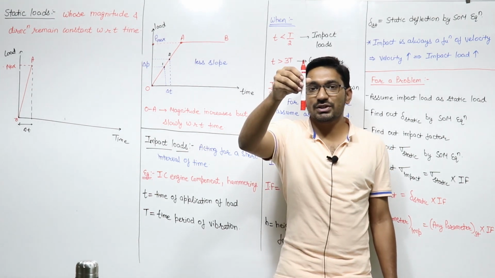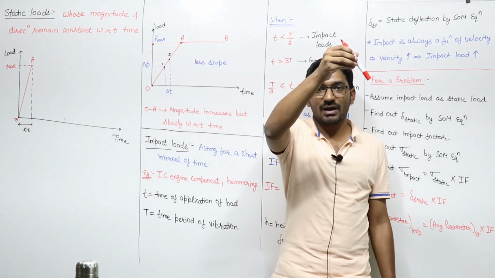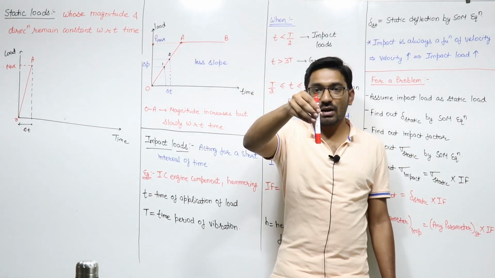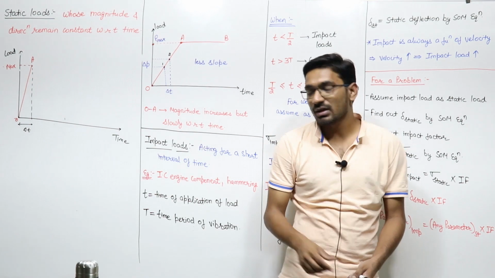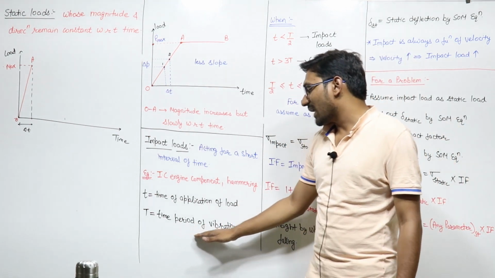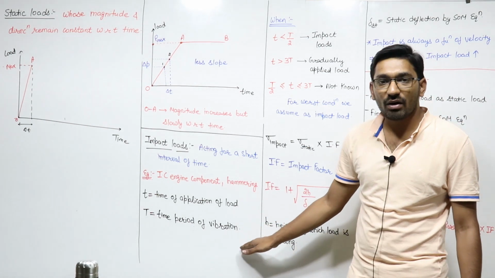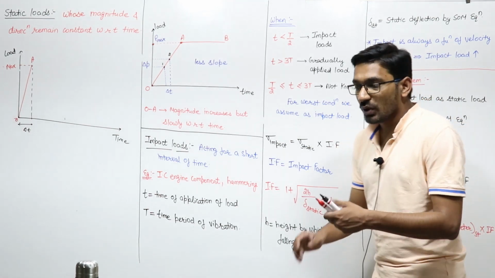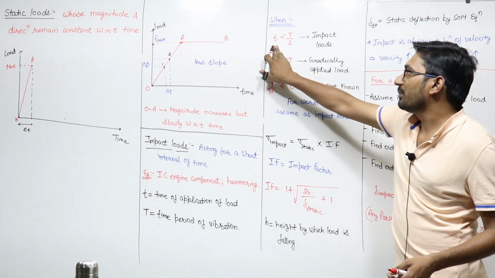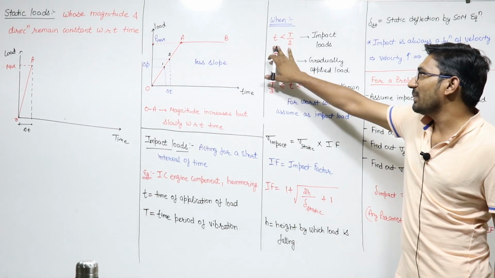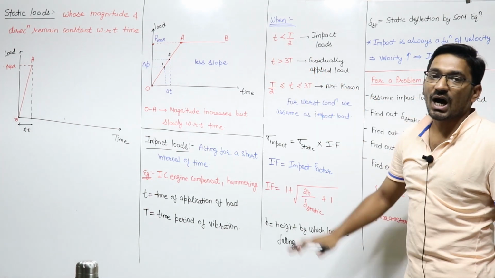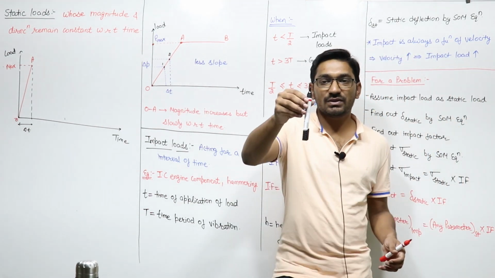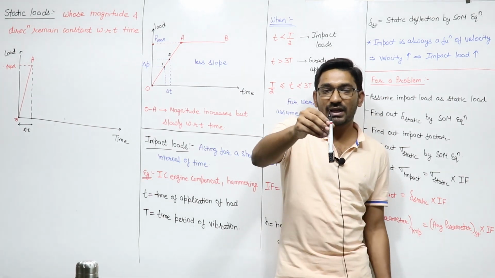This is the mean position of the molecule. If it starts vibrating in this direction, the time taken by the molecule to complete one oscillation is the time period of the oscillation. So capital T is the time period of vibration or time period of oscillations, and small t is the time of application of load. If the time of application of load is less than half of the oscillation time, it means this vibration is only completing half a cycle.